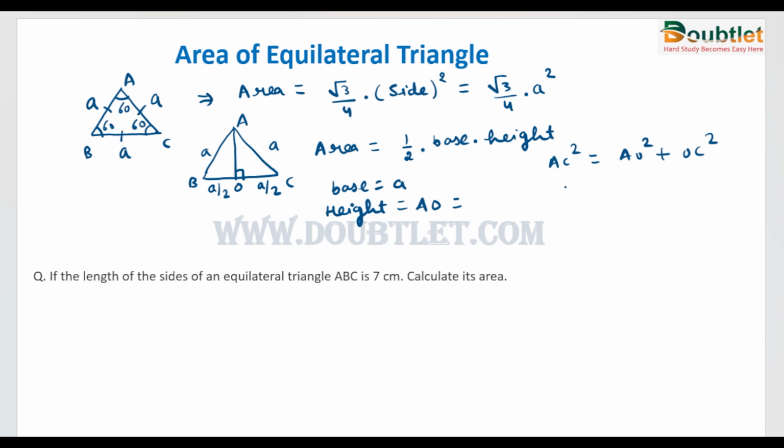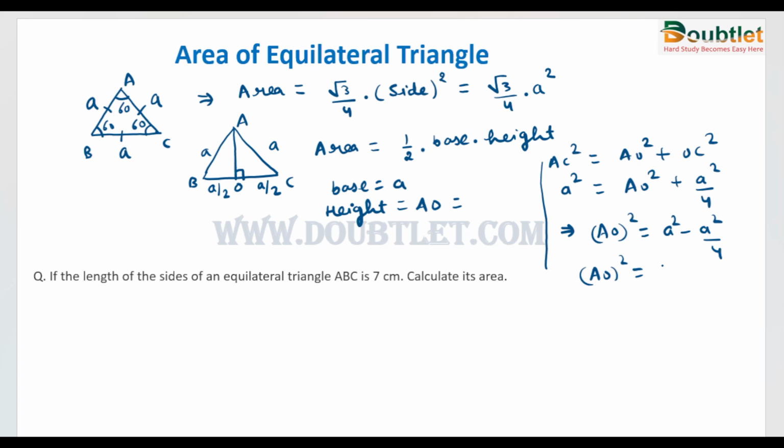We need to find the length of AO. So AC is A, so AC square is A square. Then we can write A square is equal to AO square plus OC square. The length of OC is A by 2, so OC square is A square divided by 4. Now to find AO square, we will subtract A square by 4 from A square. So we can write this as A square minus A square divided by 4, so AO square is 3A square divided by 4.